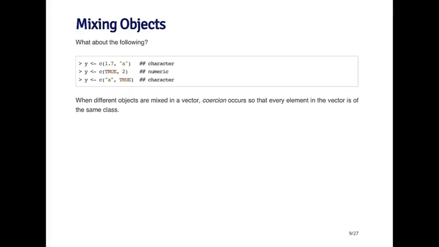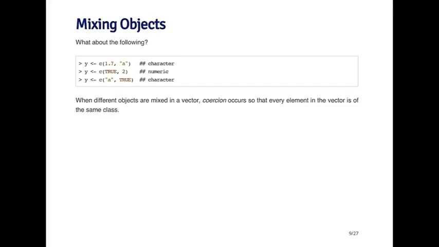Lastly, in this last example, I'm concatenating the letter a and the logical TRUE. So here the least common denominator, again, is going to be character. The vector that you end up with is one where the first element is a and the second element is the string TRUE, so T-R-U-E. It's not going to be logical.